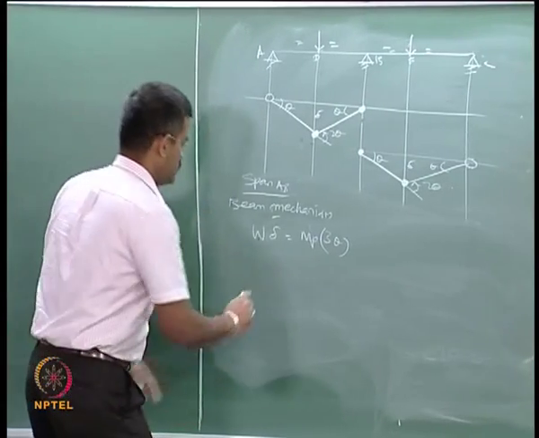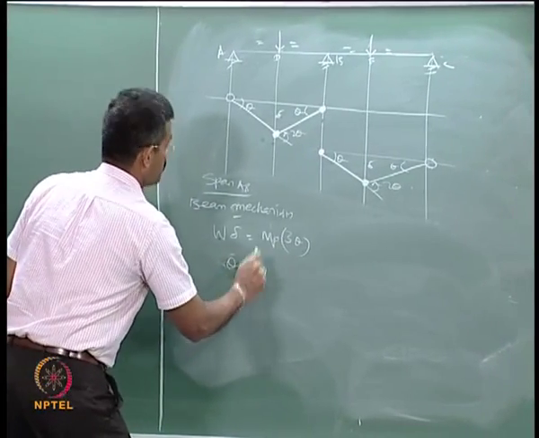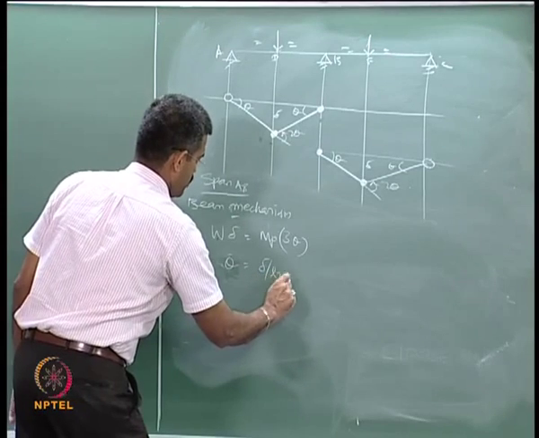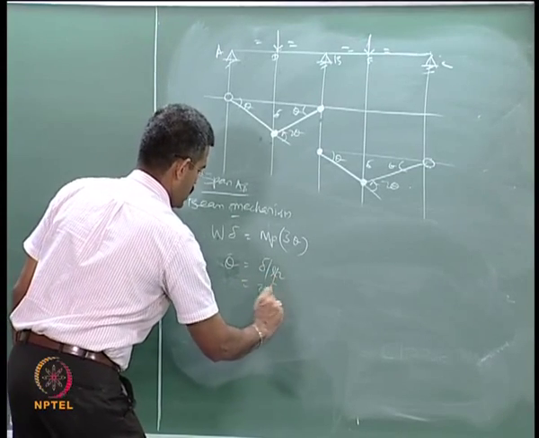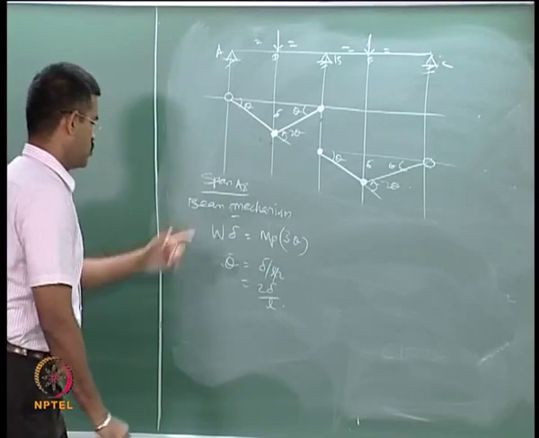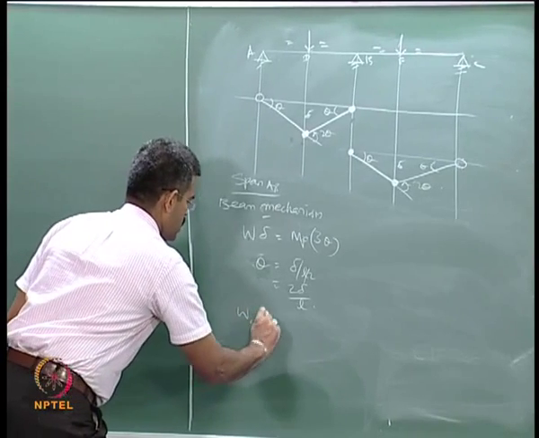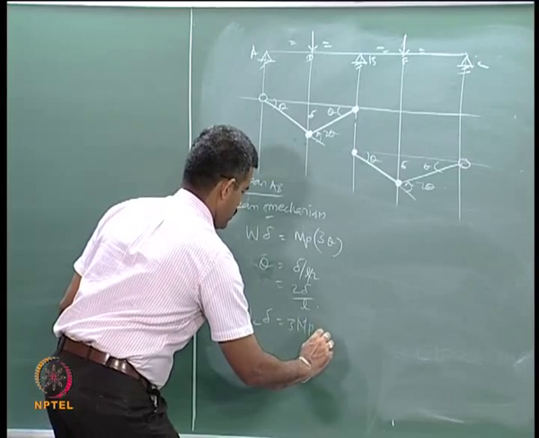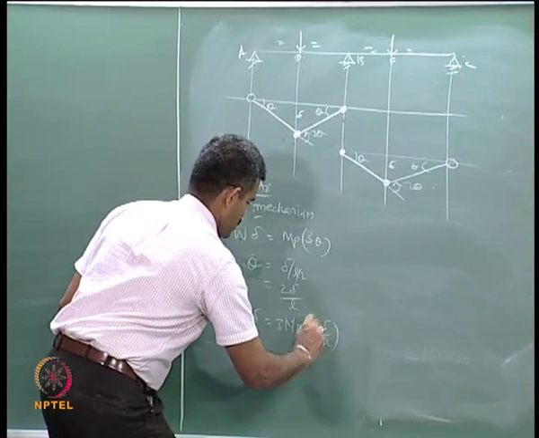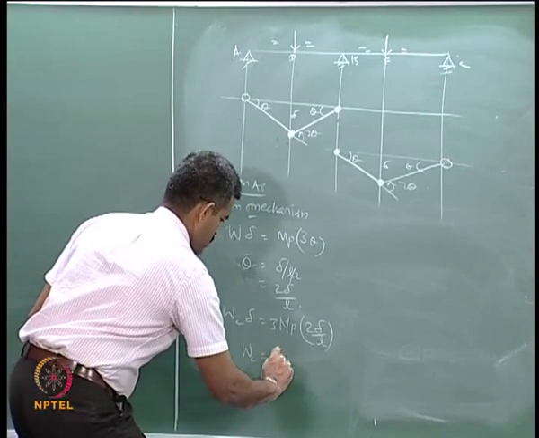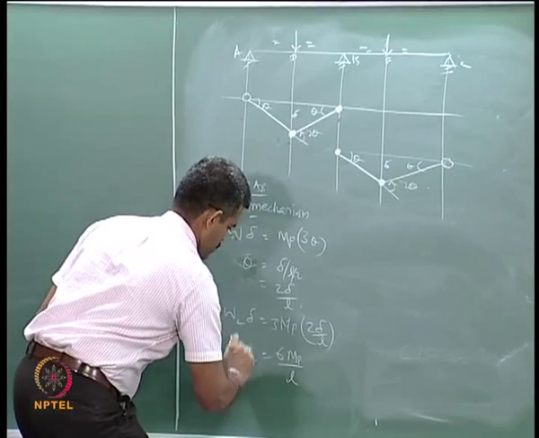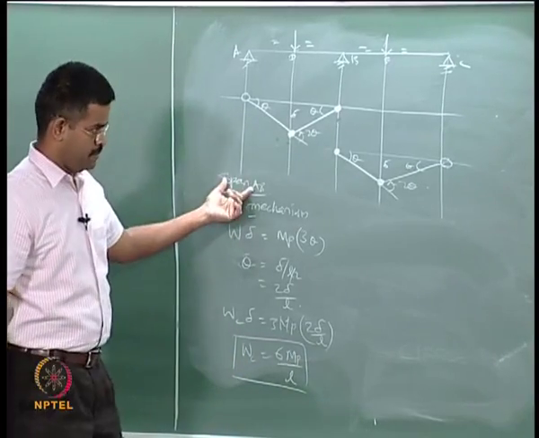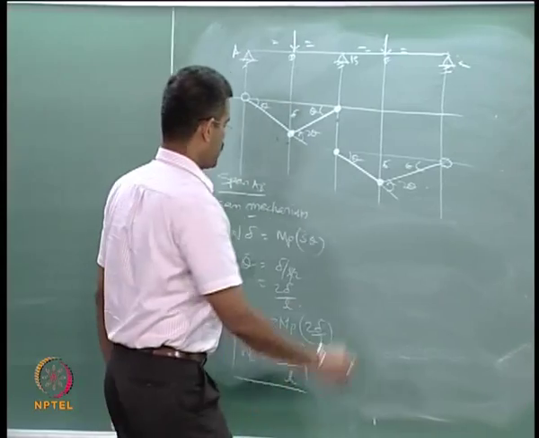So, we all know theta is also given by delta by L by 2, which is 2 delta by L. So, substituted here, WC into delta is MP into 2 delta by L. So, WC is 6 MP by L. This is for the span AB. Let us do it for the span BC.